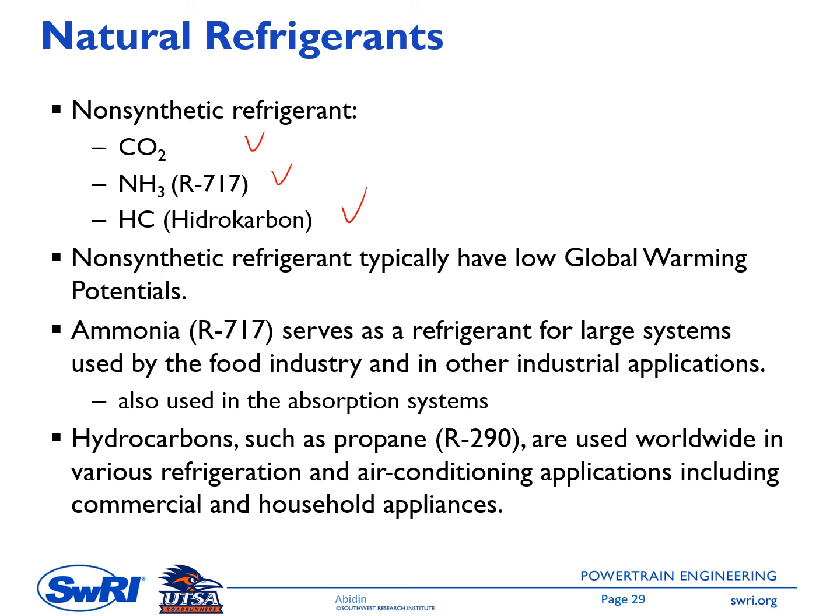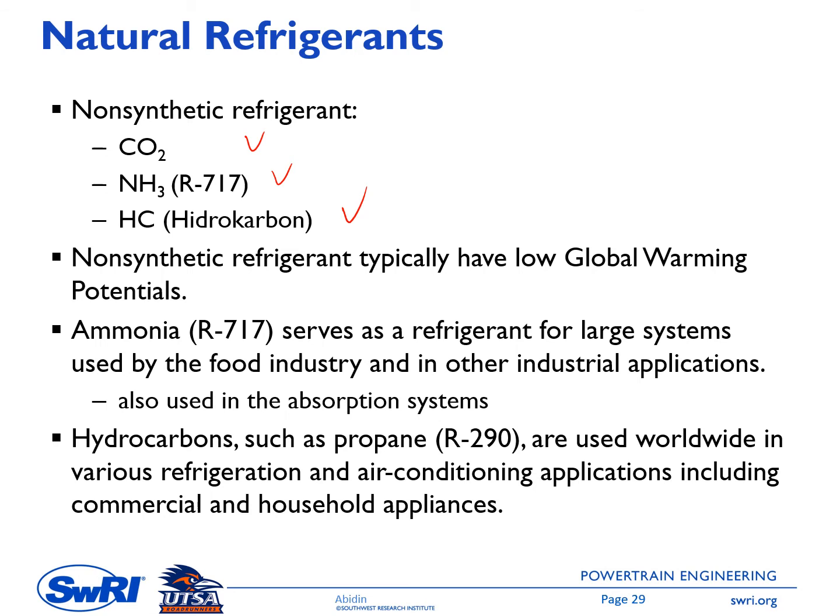Ammonia, R717, serves as a refrigerant for large systems used by the food industry and in other industrial applications. It is also used in the absorption system, and we will have a dedicated slide about this absorption refrigeration system. And then hydrocarbons such as propane, R290, and methane as well, are used worldwide in various refrigeration and air conditioning applications, including commercial and household applications.